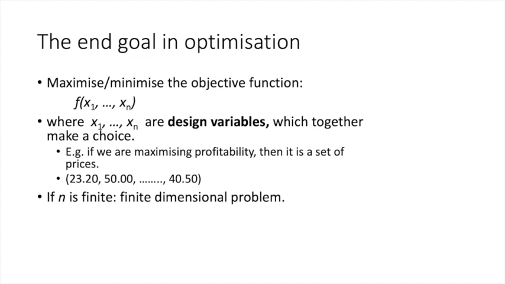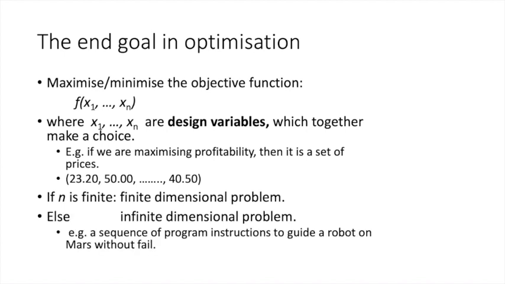Another convention, another term to learn: if n, the number of design variables, is finite, we call our optimization problem a finite dimensional problem. For example, if we have to set the prices for 5 products, then we have a 5-dimensional problem. Sometimes n can even be infinite. So we then have an infinite dimensional problem.